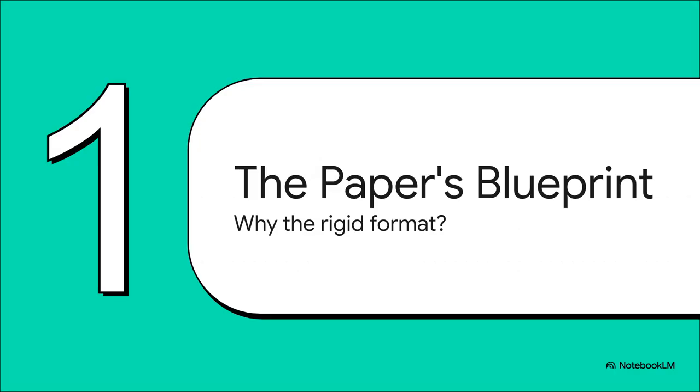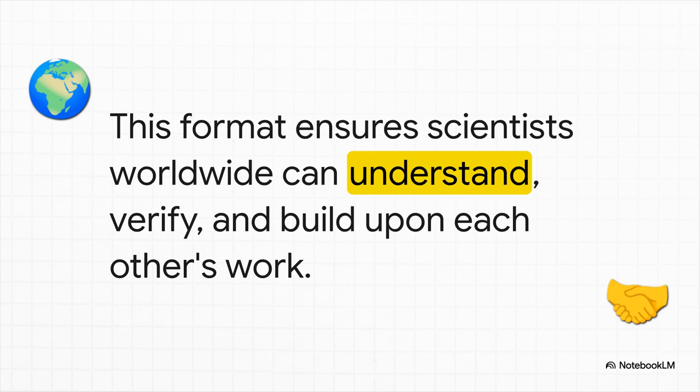So let's start with a big picture. Why does this super rigid blueprint even exist in the first place? Well, it's all about creating a global language for science. A researcher in Tokyo has to be able to understand and even perfectly replicate an experiment done by a team in Buenos Aires. This universal format makes that possible. It's what allows science to be this massive collaborative effort. You could even say it's the engine of human progress.